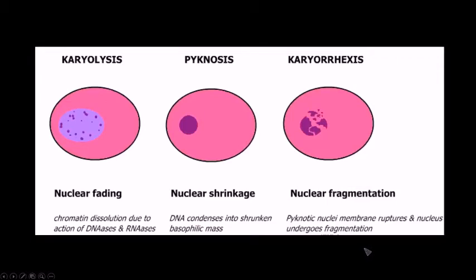Lastly, before we proceed to 100 times magnification, we refer back to the morphology of necrosis. There are 3 types: karyolysis, pyknosis, and karyorrhexis. Karyolysis is where the nucleus fades, pyknosis is where the nucleus shrinks, and karyorrhexis is where the nucleus is fragmented.